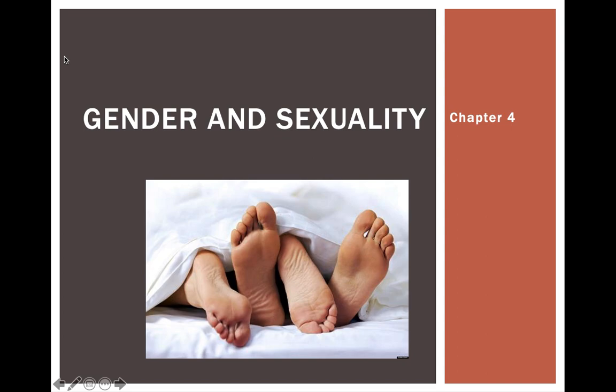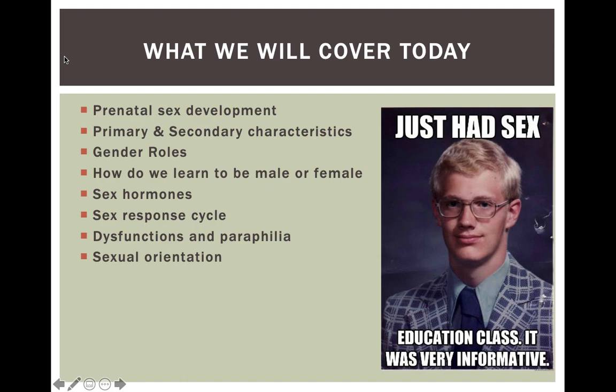Okay, hello everyone. This is Chapter 4, Gender and Sexuality. In this chapter, we're going to be talking about a lot of the development of individuals from in utero, from puberty, and then later on in adulthood.